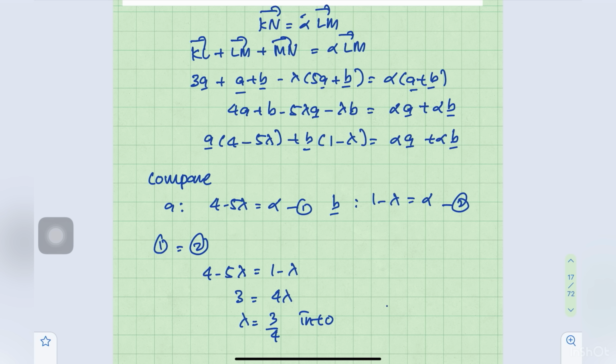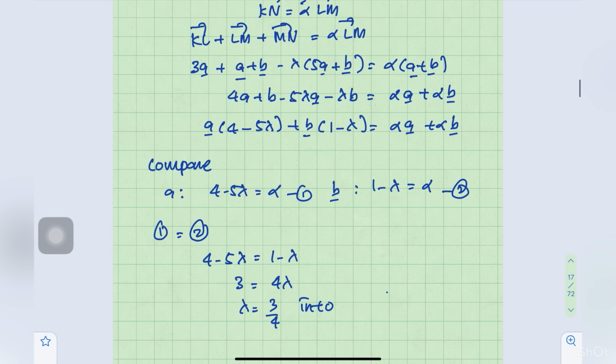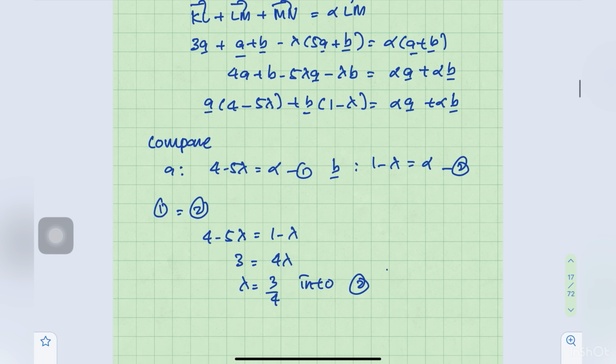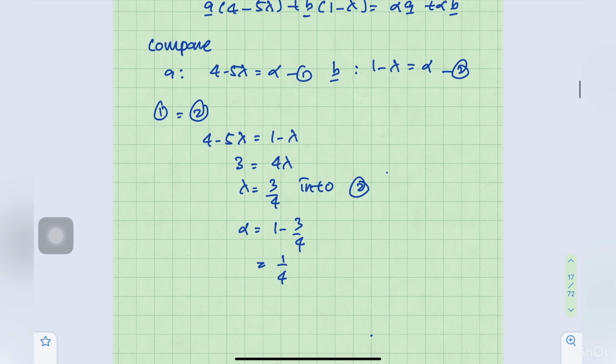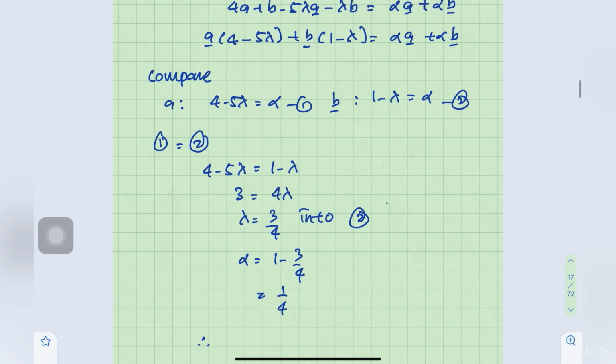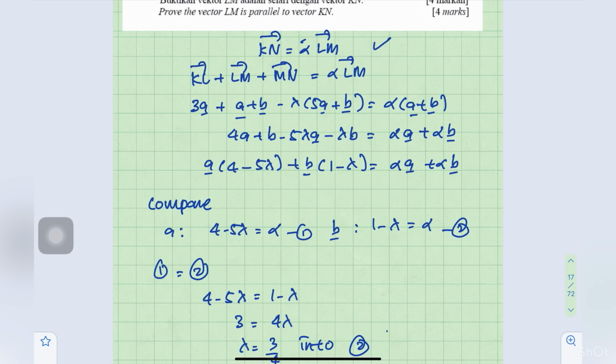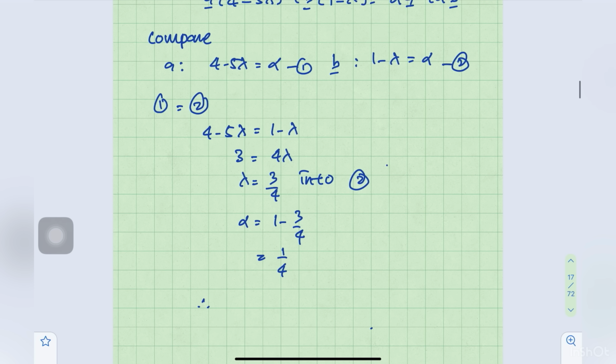Then substitute into, let's say, equation 2. We get alpha equals 1 minus 3 over 4. So alpha equals 1 over 4. Okay, so we have got alpha as 1 over 4. This proves the two vectors are parallel. So therefore, just now we had KN equals alpha LM. So substitute it in. Therefore, KN equals 1 over 4 LM. So proven.